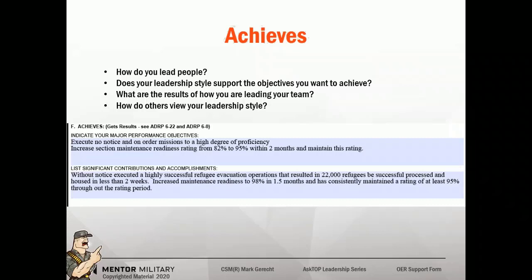Achieves. We're looking for results. How do you lead people? Does your leadership style support the objectives you want to achieve? What are the results of how you are leading your team? How do others view your leadership style?